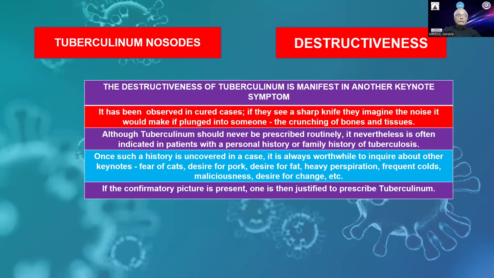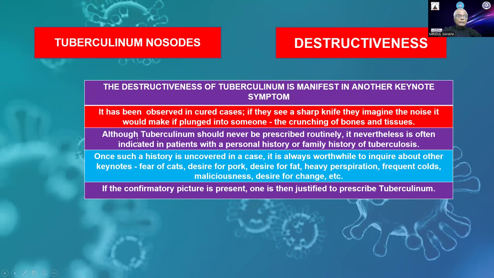They are a destructive type of person. We give a toy to the children and within a few hours you find it is torn. It has been observed in cured cases, if they see a sharp knife, they imagine the noise it can make, plunging into someone and crunching the bone and the tissue.